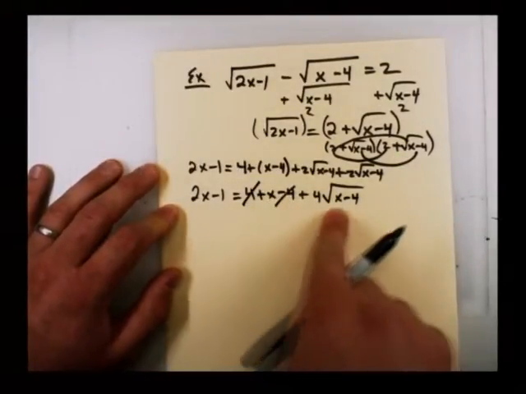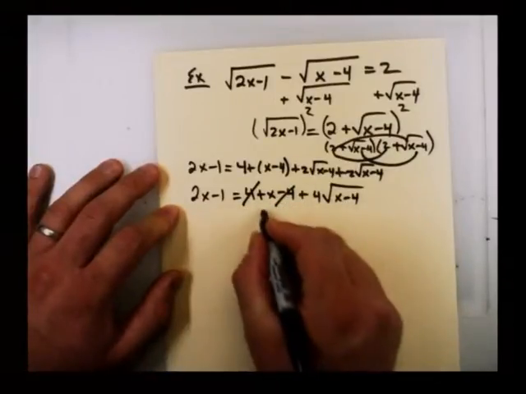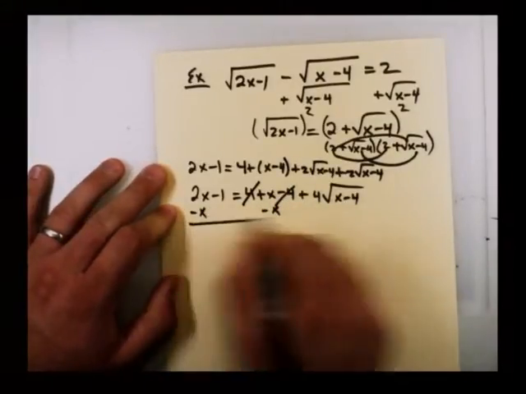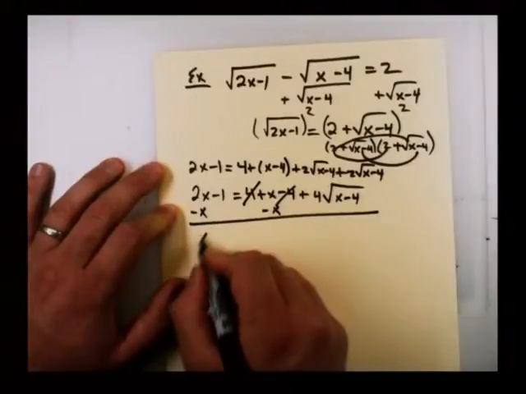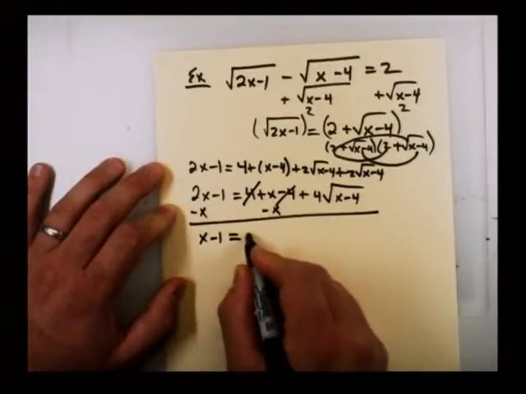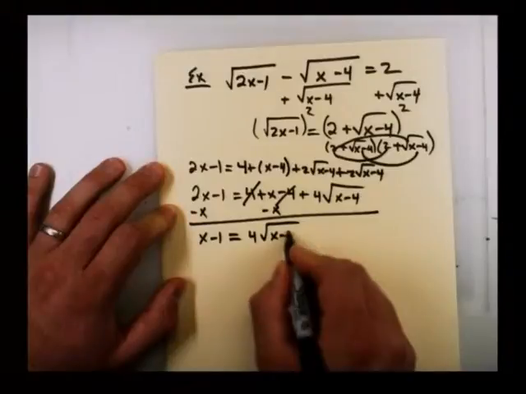To get the square root by itself over here, let's move that x over there. So let's minus an x from both sides. That actually is going to end up being a little bit nicer. That'll just give us x minus 1 is equal to 4 square roots of x minus 4.